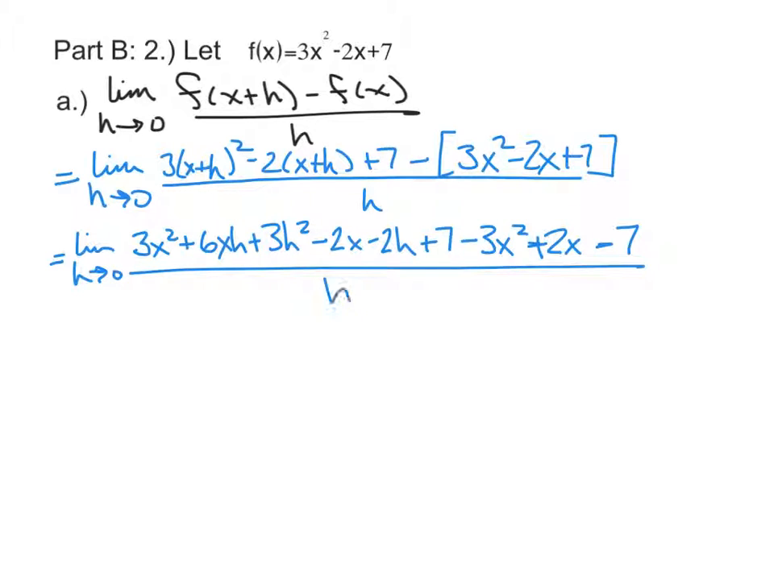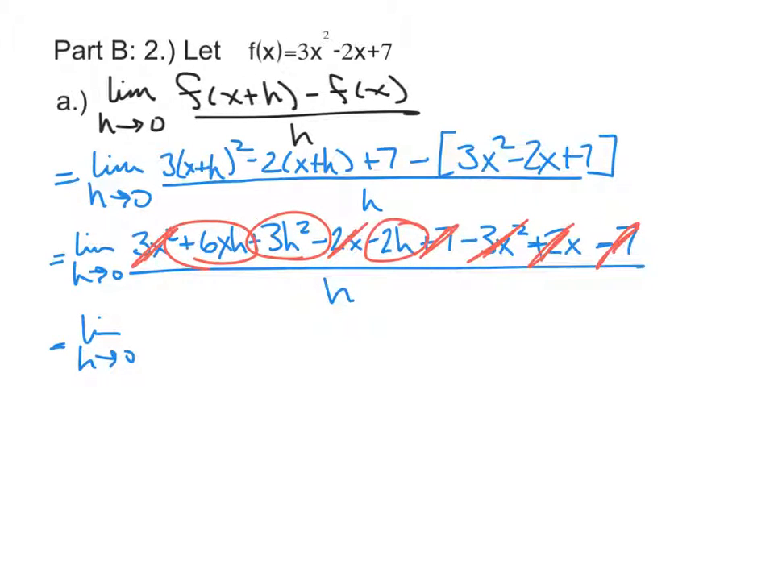All over h. Now we go through and cancel, and we see the minus 7 plus 7, plus 2x minus 2x, minus 3x squared plus 3x squared. So I only have a couple of terms left, the 6xh, the 3h squared, and the minus 2h. Each of them have an h in it. I've not taken the limit yet, so I'm going to keep the limit around.